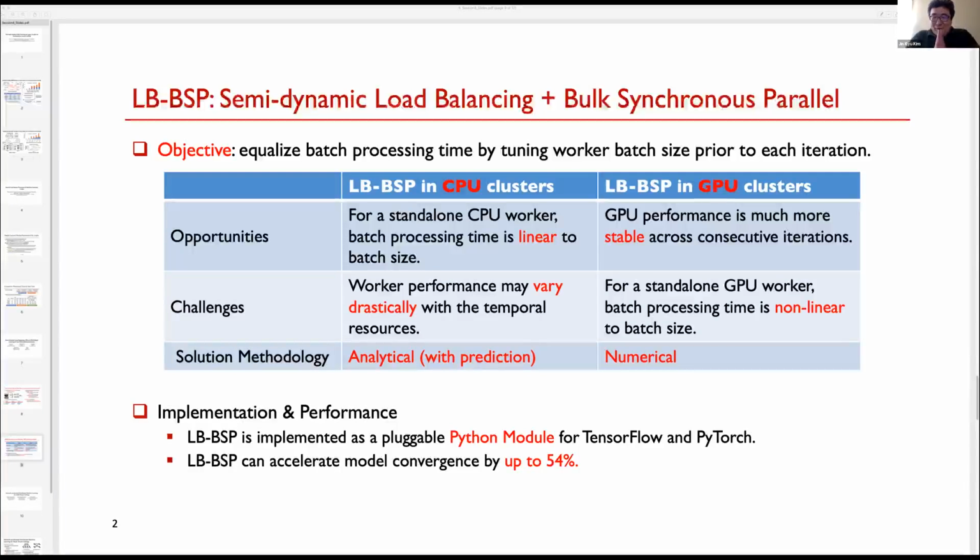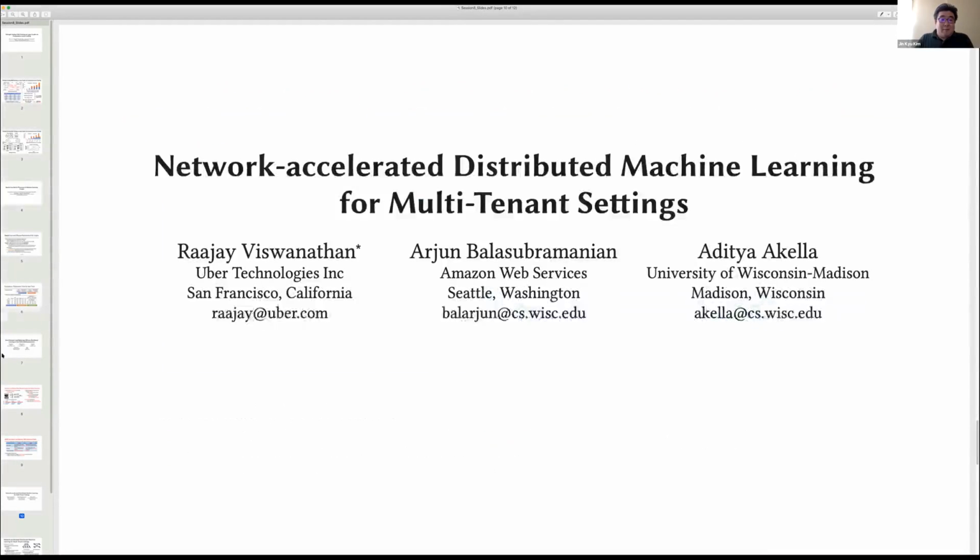Thank you. Thank you for your talk today, Dr. Chen Chen. And it's time to move on to the next talk. Thank you. Our next speaker is Dr. Rajay Vishwanathan. He's a software engineer in the machine learning platform team at Uber Technologies. His research work focuses on improving machine learning training efficiency and machine learning developers' productivity. He got a PhD in computer science from the University of Wisconsin-Madison. Dr. Rajay, please go for it.